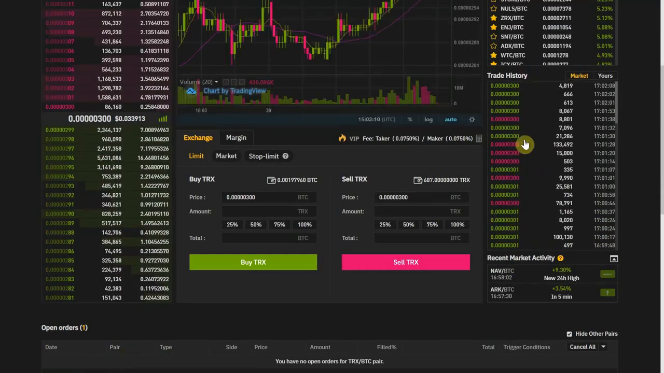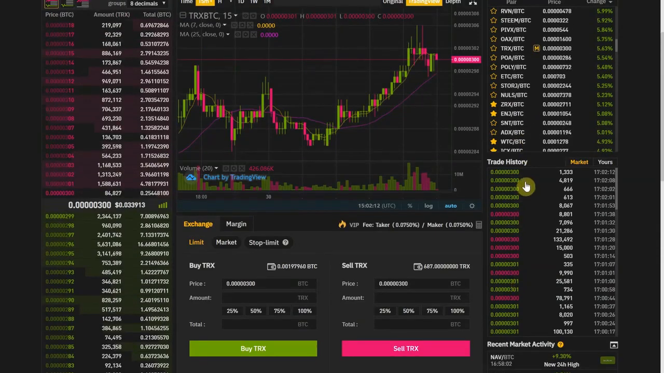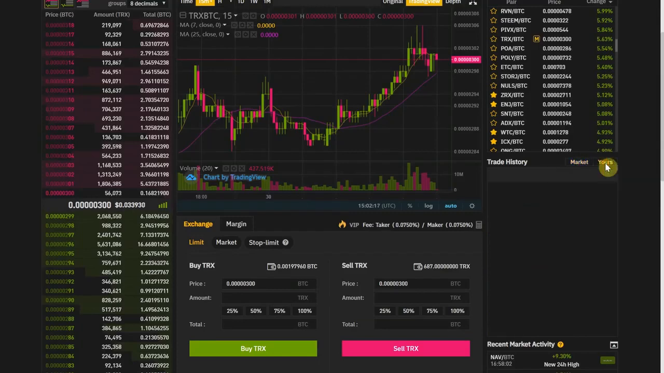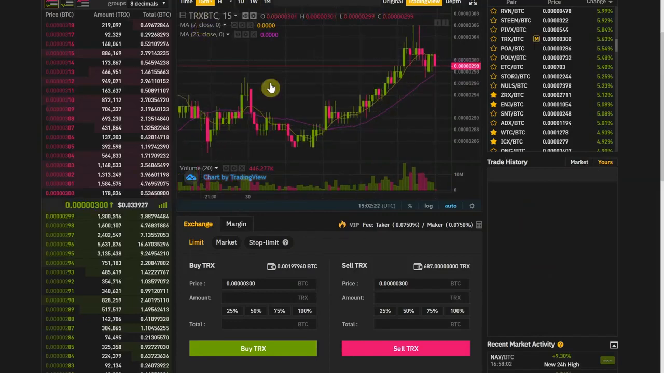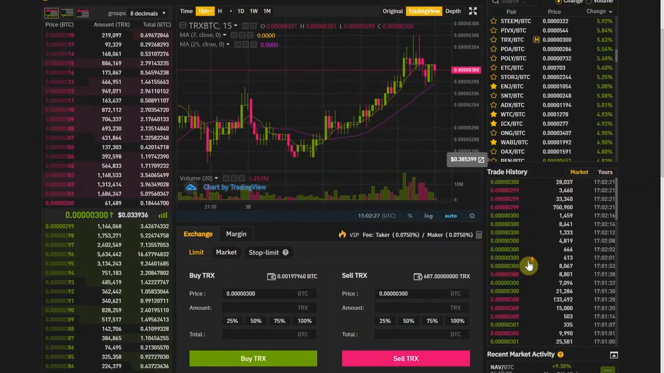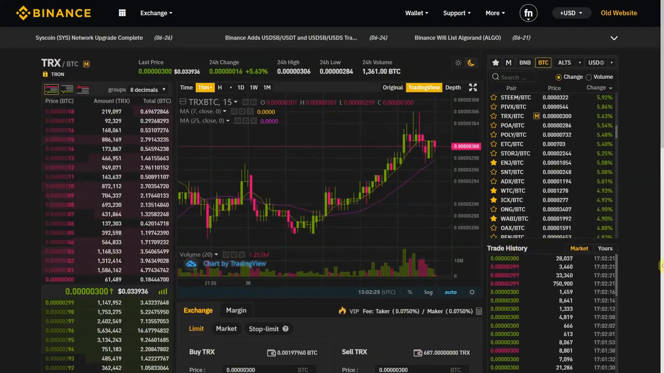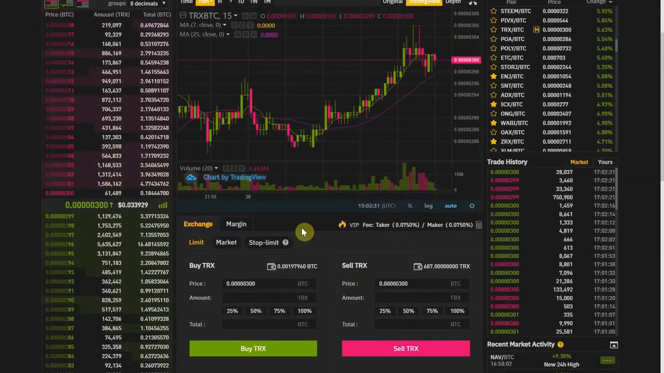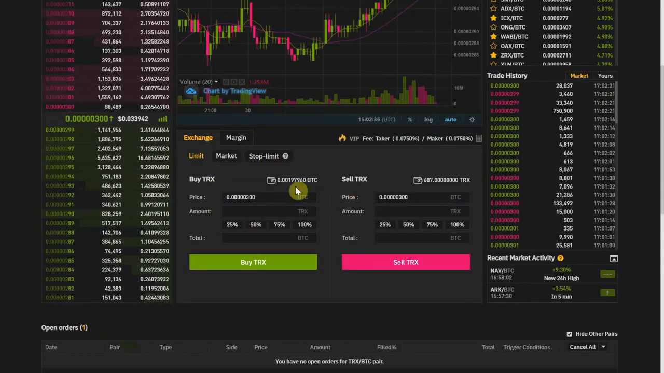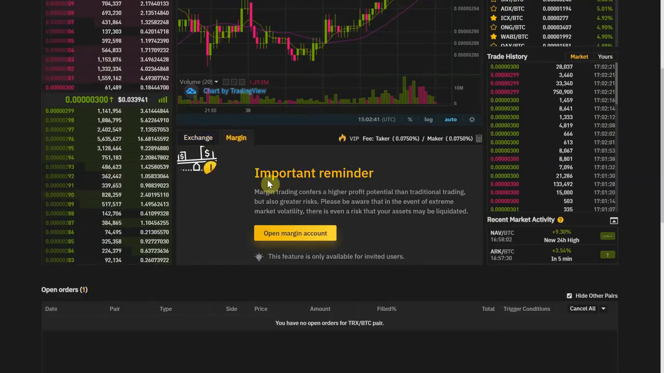We also have the trade history here, and this is just the orders that are being filled in real time. You can see the market orders, and you can see your own orders. I don't have any recent TRX orders, so it doesn't show anything here, but the market is constantly updating, okay? And it's time to look at this particular section. So you have, oh, this is new again. Margin, important reminder.